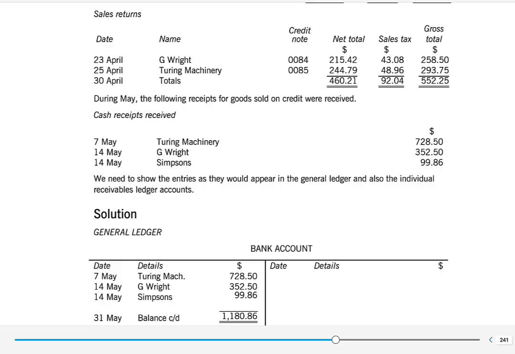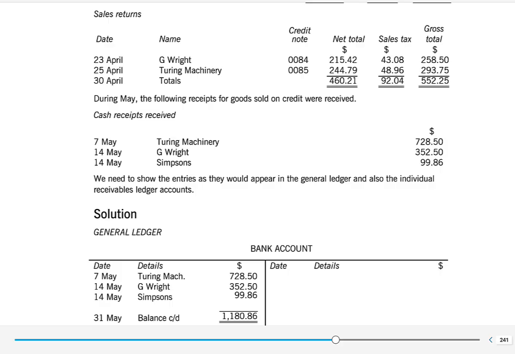The second credit note is on the 25th of April for Turing Machinery, credit note reference 0085. Net is 244.79, sales tax is 48.96, gross is 293.75. Totals for sales returns in April are: total net returns is 460.21. Total sales tax on returns is 92.04. Total gross returns is 552.25.